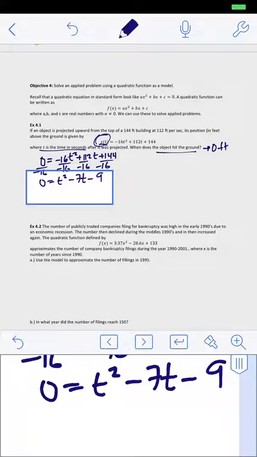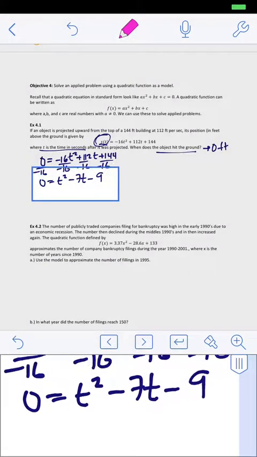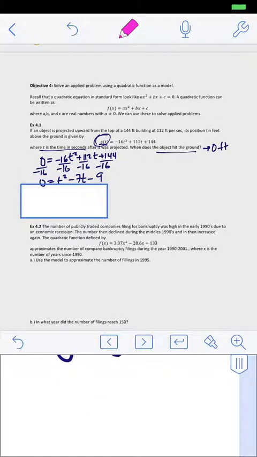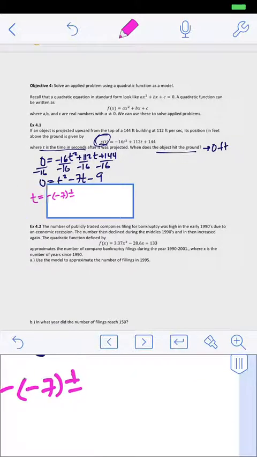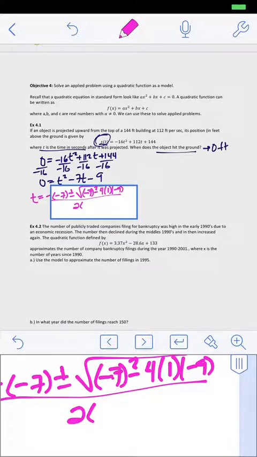Let's see, 2 things that multiply to negative 9 and add to 7. There's 3 and 3. No, it doesn't look like it. So let's use our quadratic formula. It's not going to be a real rational solution. It's going to be a real irrational solution. Or maybe not even real at all. So t is equal to minus b plus or minus the square root of b squared minus 4ac, a is 1, c is negative 9, all over 2 times 1.